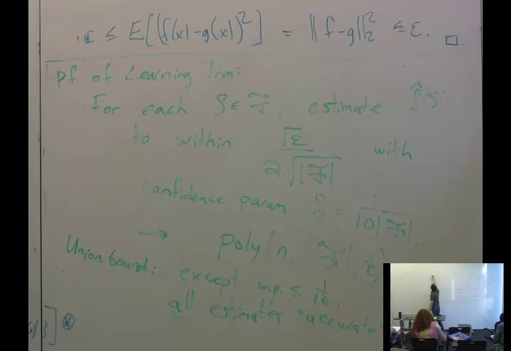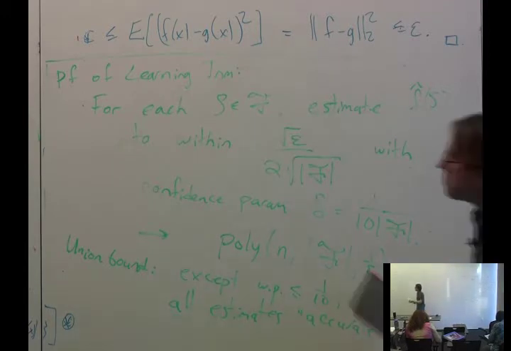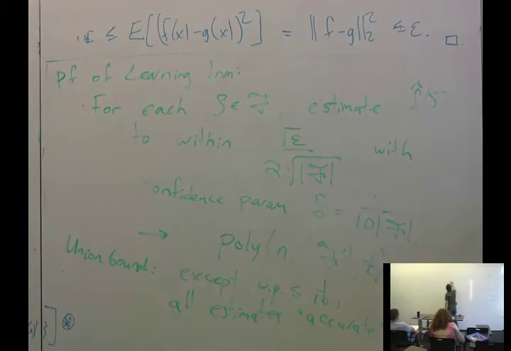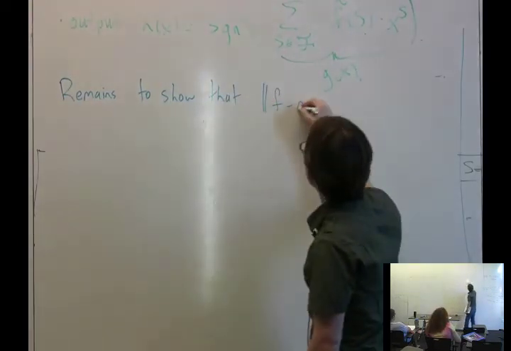OK, and now the last step of the algorithm will be to output h of x equals sign of the sum over all s in script f of the estimate f twiddle s times chi s of x. And we should call this function g of x. So this is a real-valued function g of x that the algorithm can compute, and then it outputs its sign. Of course, our goal is to show that the distance of h from f, which is the final error of the learning algorithm's hypothesis, is at most epsilon. So we can use this proposition, and it remains to show that the distance in 2 norm squared between f and g is at most epsilon.